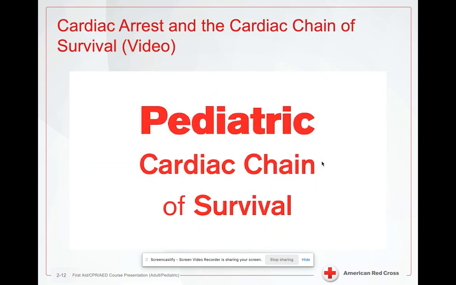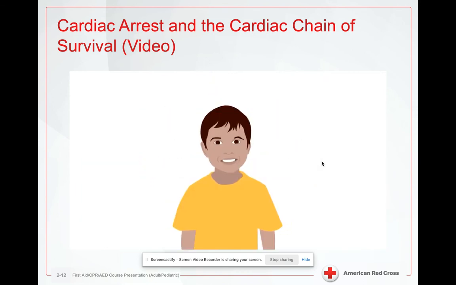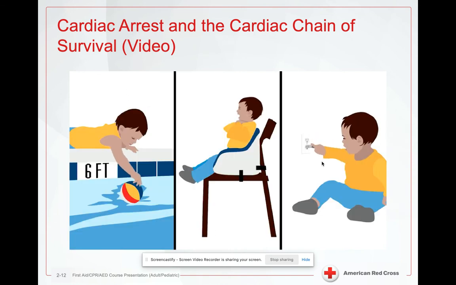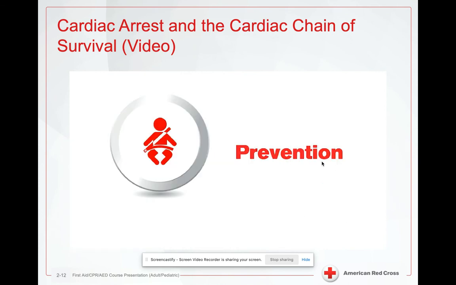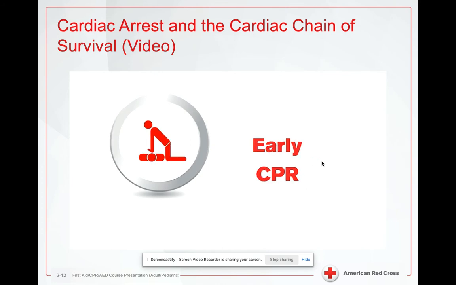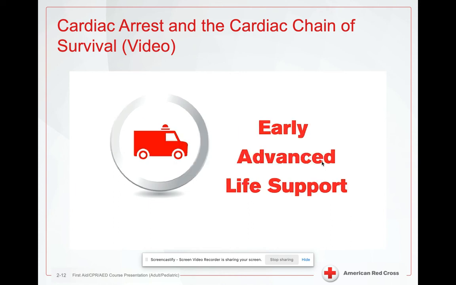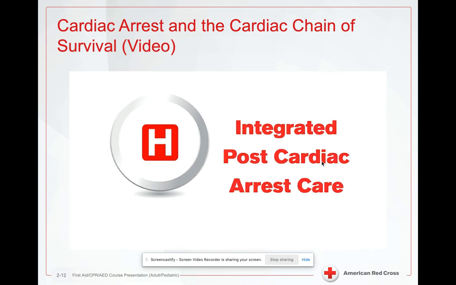The pediatric cardiac chain of survival is slightly different from the adult cardiac chain of survival. Because cardiac arrest in children often occurs as the result of a preventable injury, such as trauma, drowning, choking, or electrocution, prevention is the first link in the pediatric cardiac chain of survival. The second link is early CPR, and the third link is activation of the EMS system. Just as in the adult chain, the fourth and fifth links are early advanced life support and integrated post-cardiac arrest care.